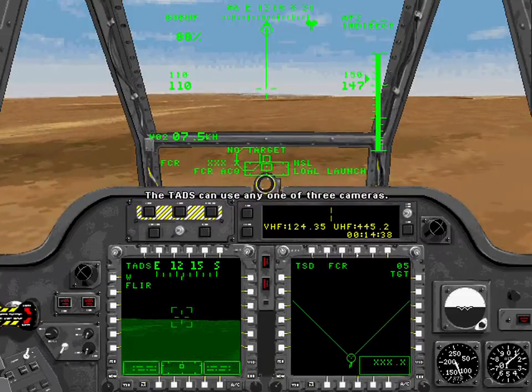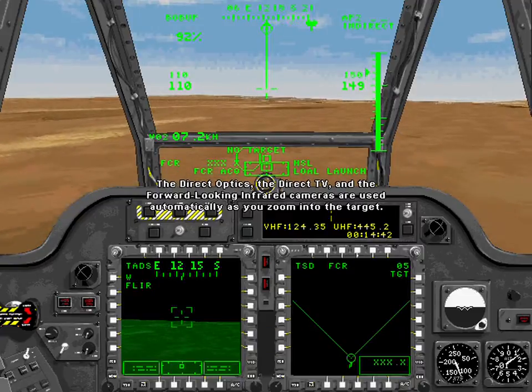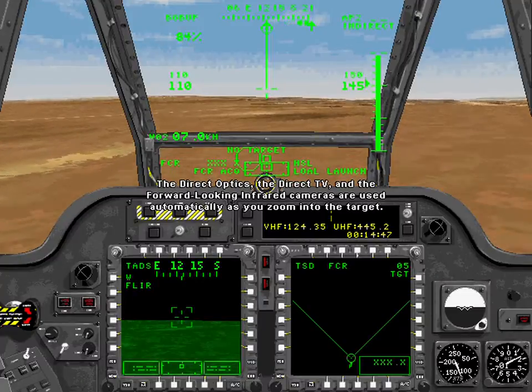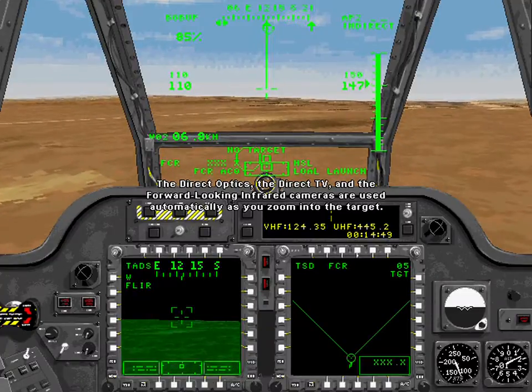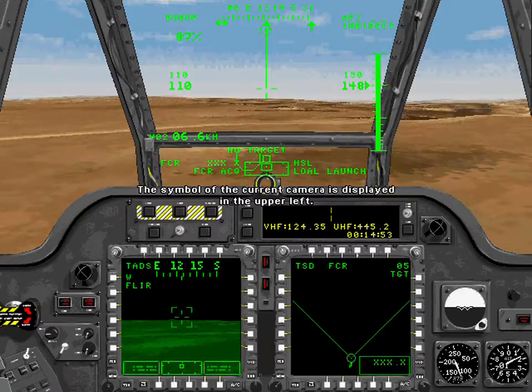The TADS can use any one of 3 cameras. The direct optics, the direct TV, and the forward-looking infrared cameras are used automatically as you zoom into the target. The symbol of the current camera is displayed in the upper left.